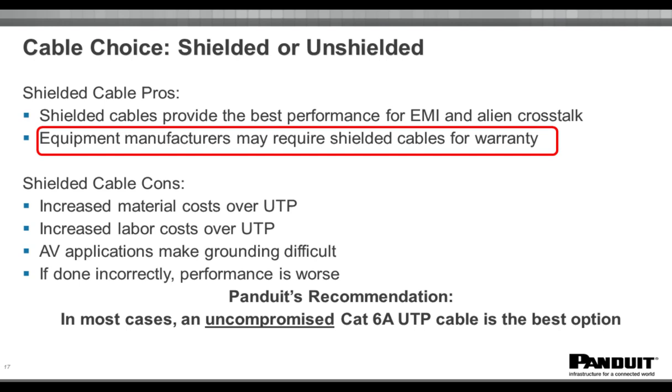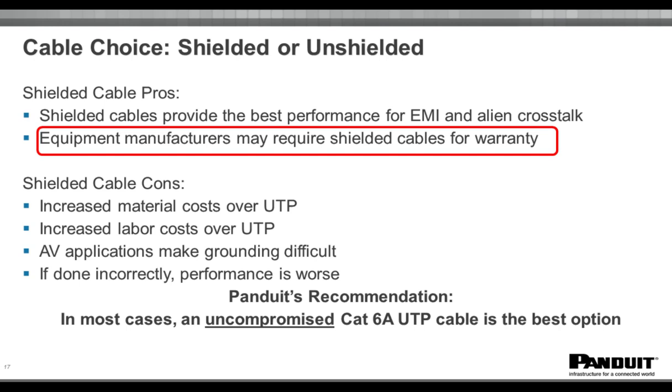Another decision point you might come across is, should it be a shielded or unshielded cable? Well, the shielded cable pros are that shielded cables provide the best performance for EMI and alien crosstalk. Another one that isn't related to performance, but is more of a market-driven demand, is that equipment manufacturers may require shielded cables for their warranty. Now, the cons against shielded cable are increased labor costs over UTP or unshielded solutions, and that includes material as well.